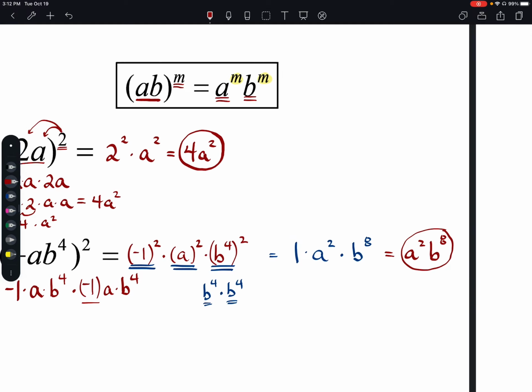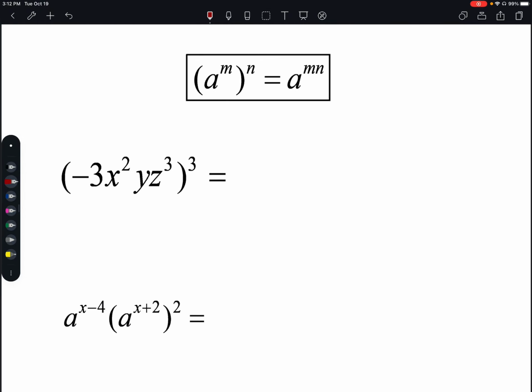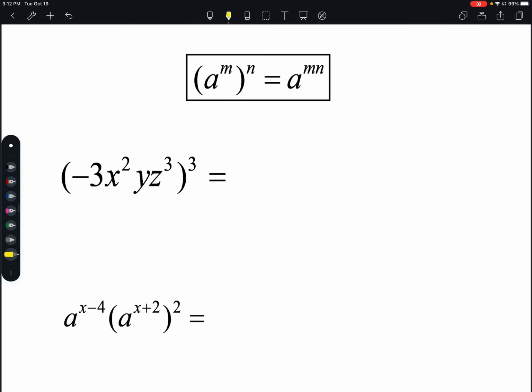Okay, let's jump into this next part. This one overlaps what we just did a little bit. I know some of us may know other ways to deal with b to the fourth to the 2nd power, and that's what we'll look at here. When I have a term that's already being raised to a power, and then we raise it to another power, that means we're going to take these two exponent values and multiply them.